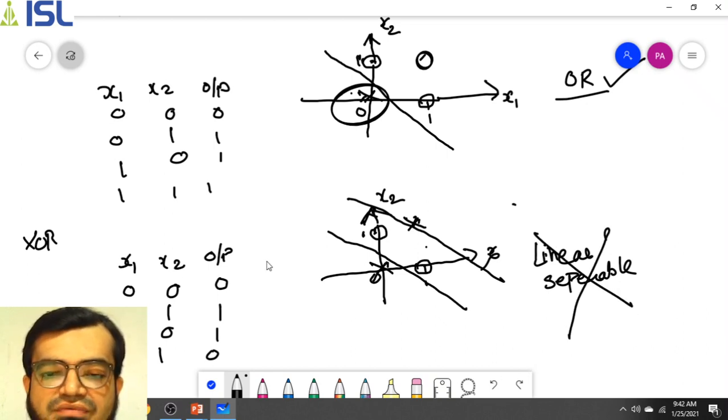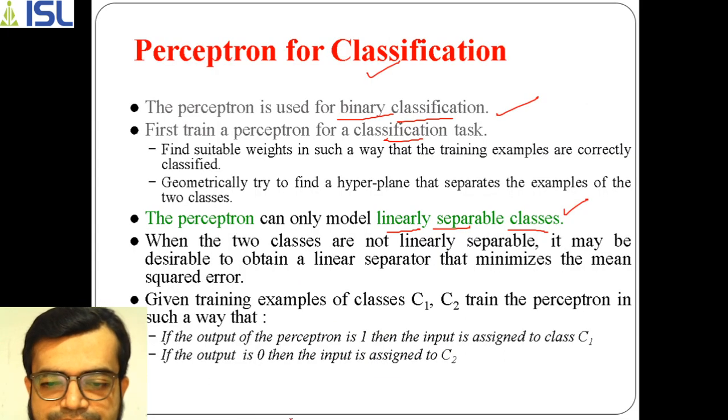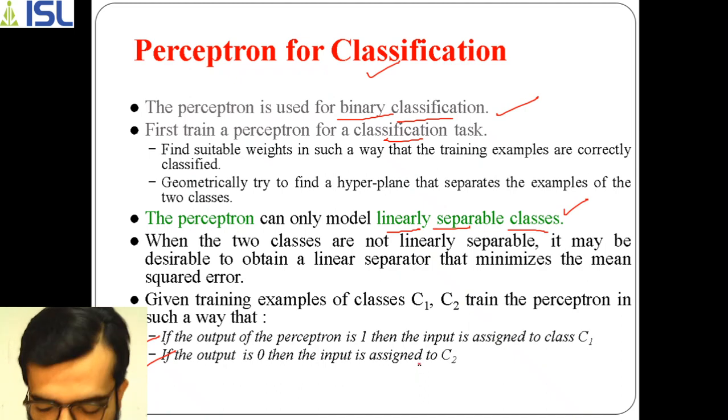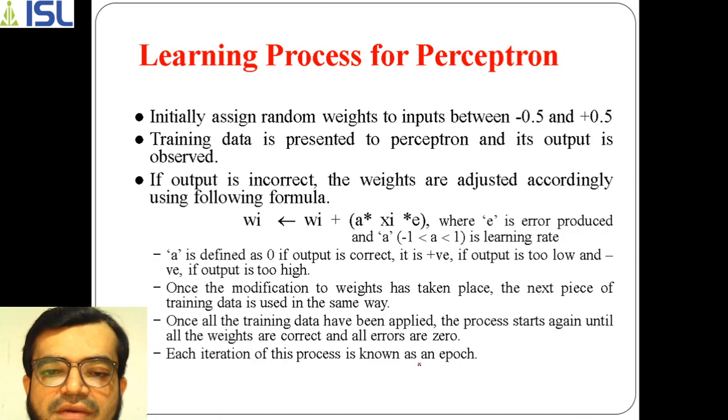So that's why you cannot divide this. This is how the XOR operation works. That's why I said that if we take two classes, C1 and C2, and the output is +1, then we take it in class C1, and if the output is 0, then the input is assigned to C2. So we took C1 and C2 and we have seen what operations it performs.